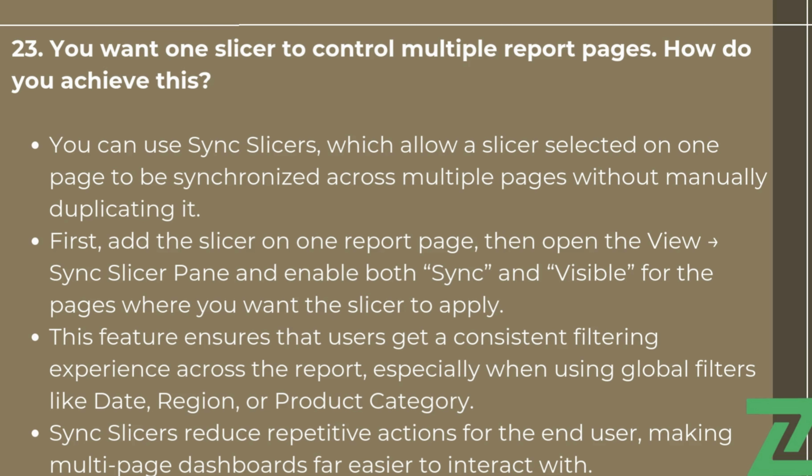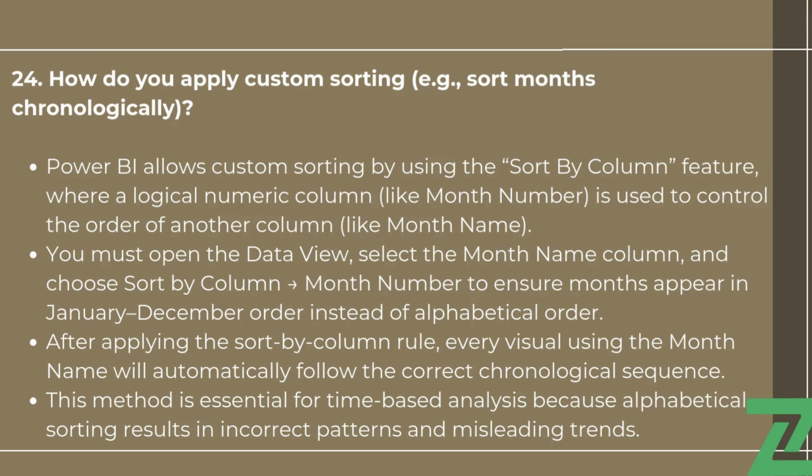This feature ensures that users get a consistent filtering experience across the report, especially when using global filters like date, region, or product category. Sync slicers reduce repetitive actions for the end user, making multi-page dashboards far easier to interact with. 24th question. How do you apply custom sorting, for example sort months chronologically?